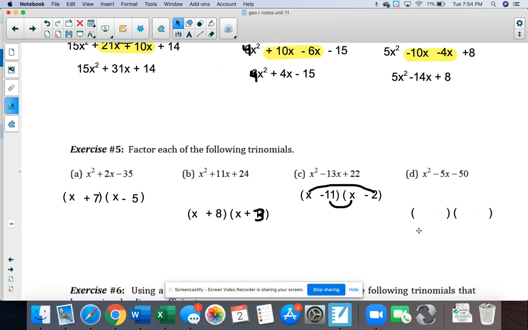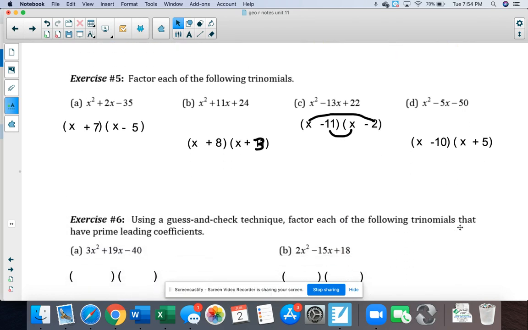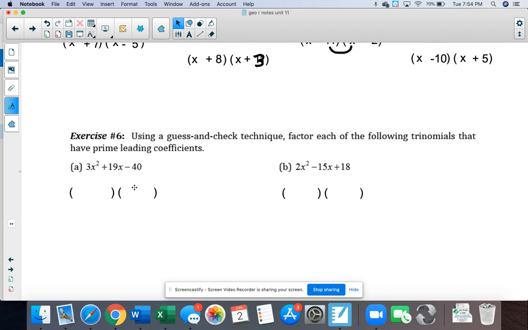And in D, same thing. It's going to be x times x. We'll do some that have a number in front also. But x times x is x squared. You're looking for what numbers multiply to 50 and combine together to give me negative 5. So you're thinking the factors of 50, 1 and 50, 2 and 25, 5 and 10. Oh, 5 and 10 can give me a negative 5. How are 5 and 10 going to give me a negative 5? If it's a negative 10 and a positive 5.